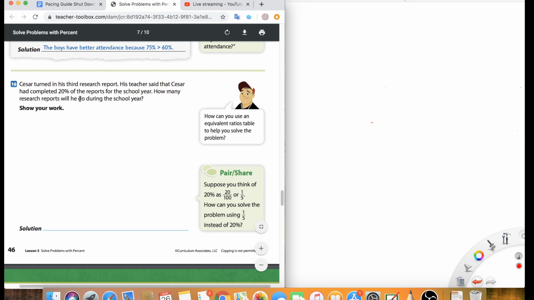His teacher said that Caesar has completed 20% of the reports for the school year. So he's only done 20%. He hasn't done the 100% for the whole school year. That means that his 20% is just 3 research reports. When we find out how much 100% is, then we'll know how many research reports there are for the year.